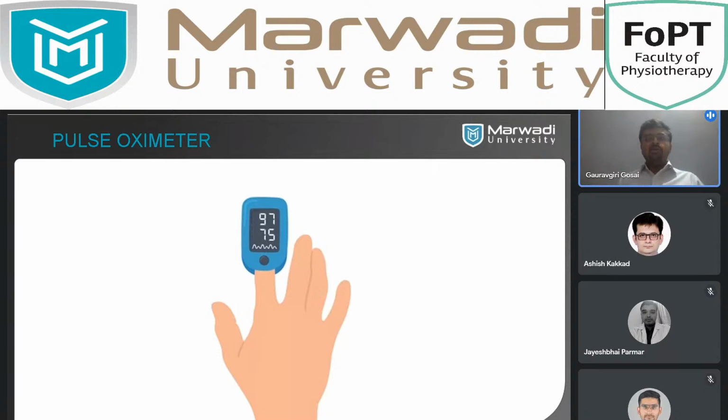Okay. So after sitting for 5 minutes, keeping your hand at heart level, like on your chest, then attaching the device firmly with either your index finger or middle finger, you can take the measurement, 2 to 3 times measurement you can take, and you can consider the highest measurement.